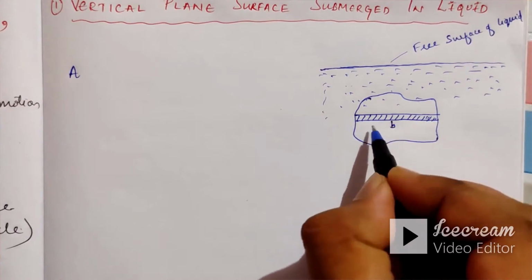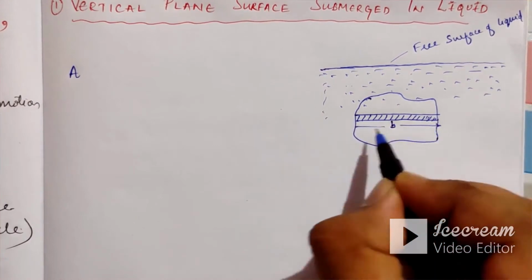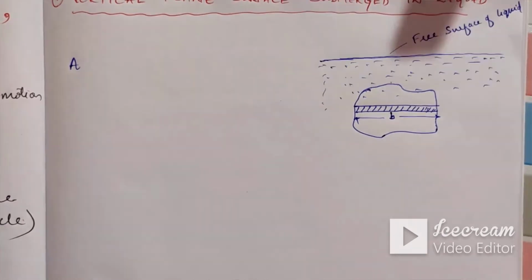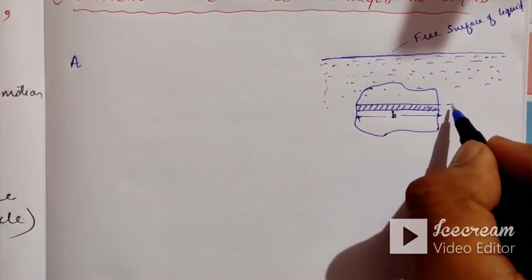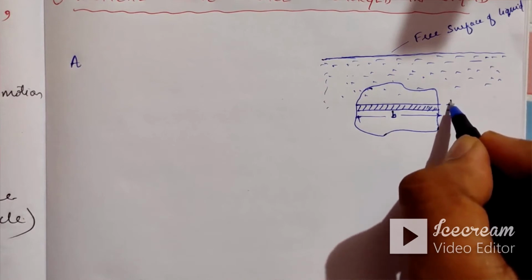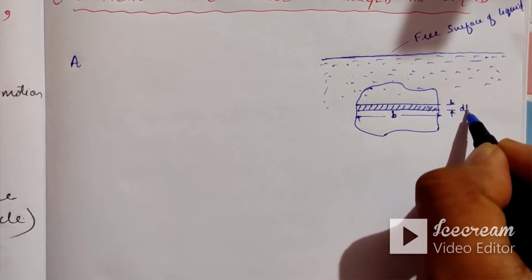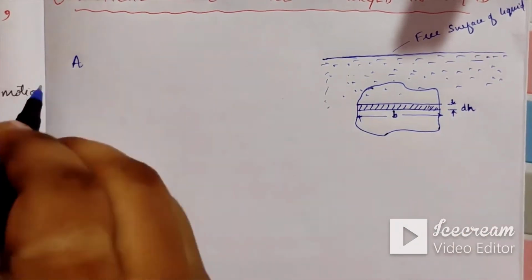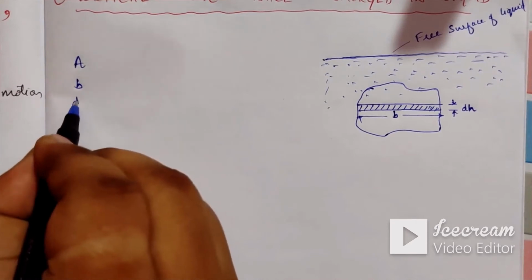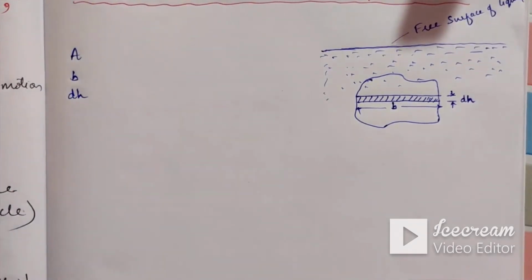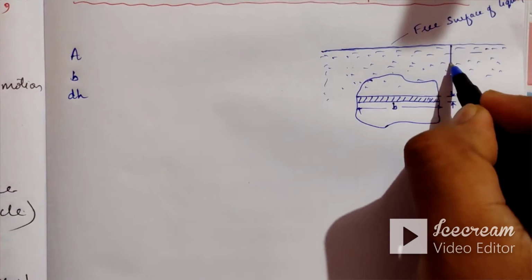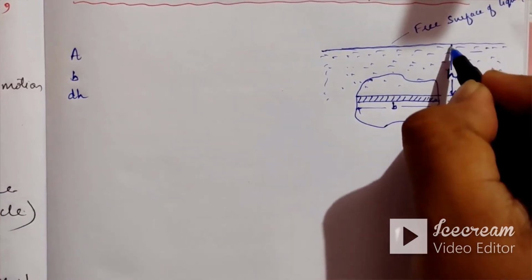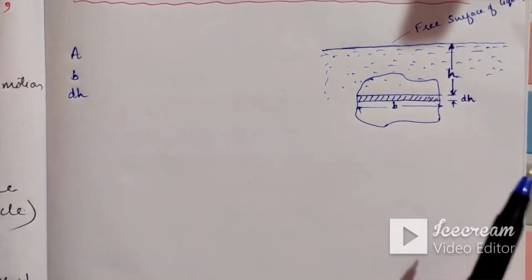Fine. So let B be the breadth of the element. And the thickness of the element will be dH. I'll write here B, dH. Let this be at a distance of h from the free surface of the liquid.